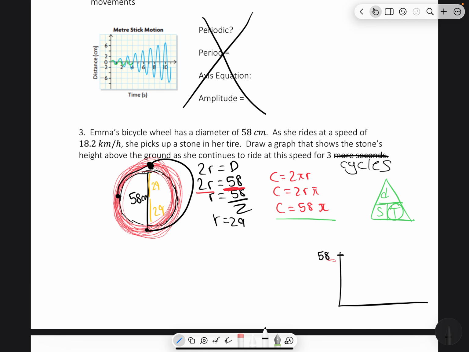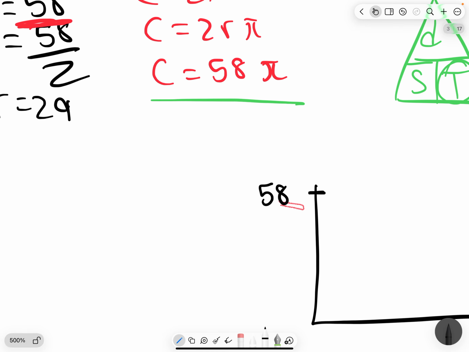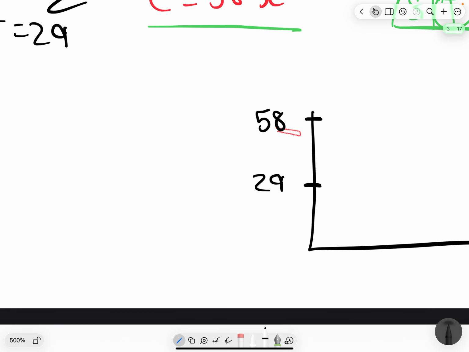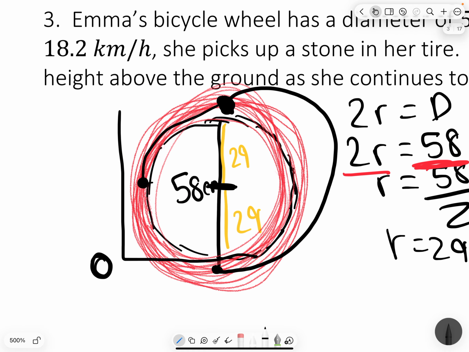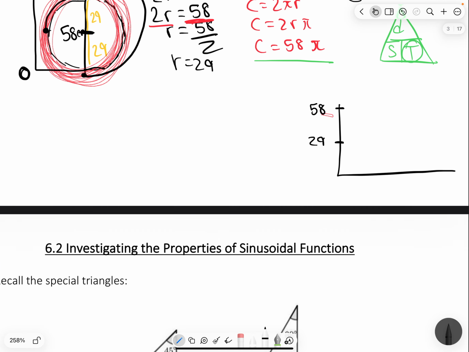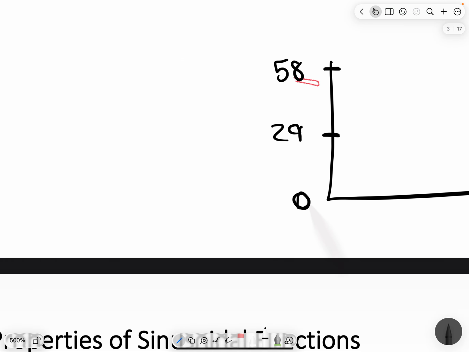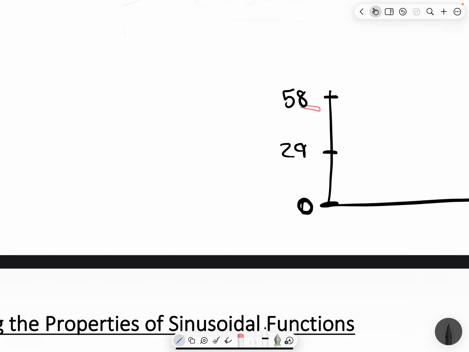When it goes back down, the midpoint is going to reach 29, because it's pretty level on the ground. This is 0, so it's going to be 29 centimeters above the ground. Do 29 here, and we know the minimum value it's going to reach is 0, because it's a tire on the ground. So the minimum height is going to reach 0, right?